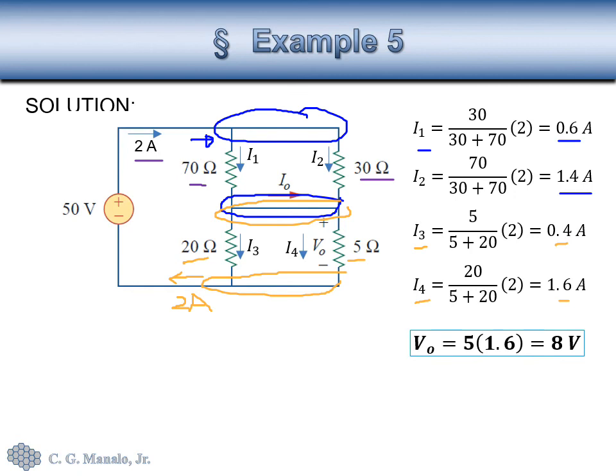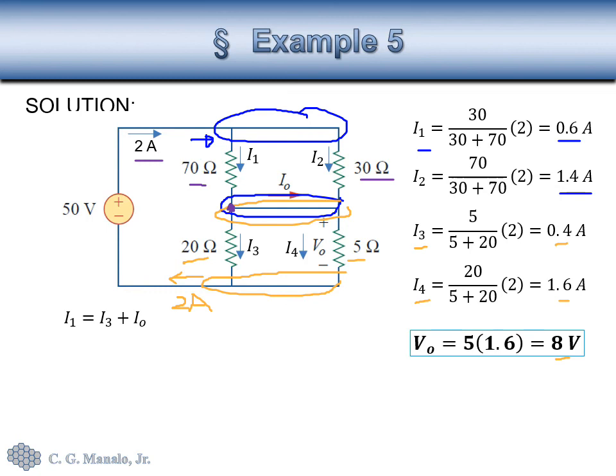So given that we already know I sub 4, we can immediately determine what is V sub naught, and that will give us 8 volts. Now for I sub naught, we would need some logic to be able to determine this. Now if we consider this point, for example, this point here, we notice that current I sub 1 is flowing to that point, and current I sub naught and I sub 3 is flowing out of that point.